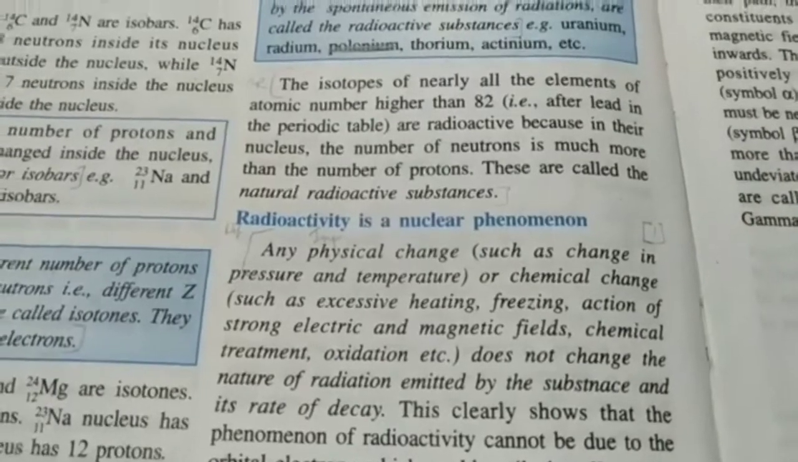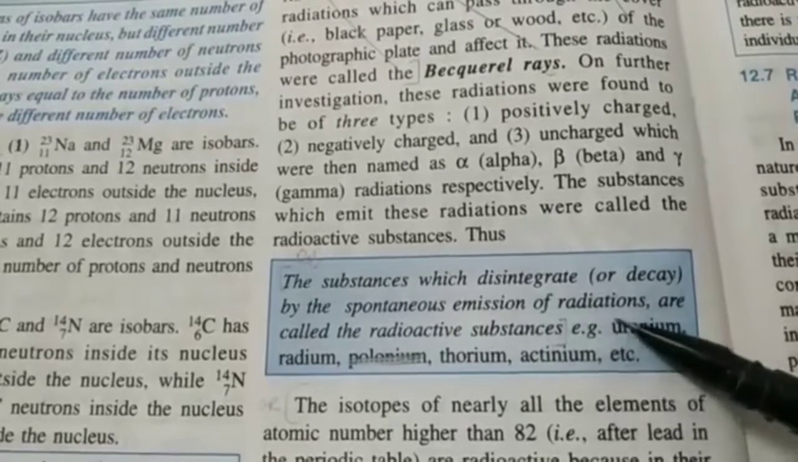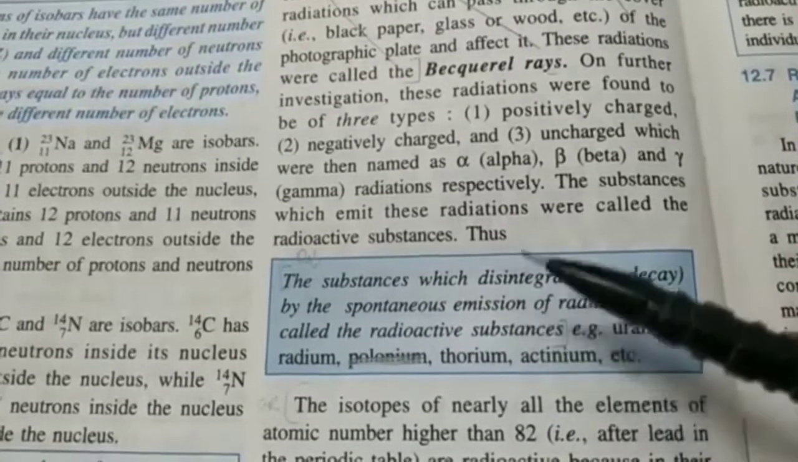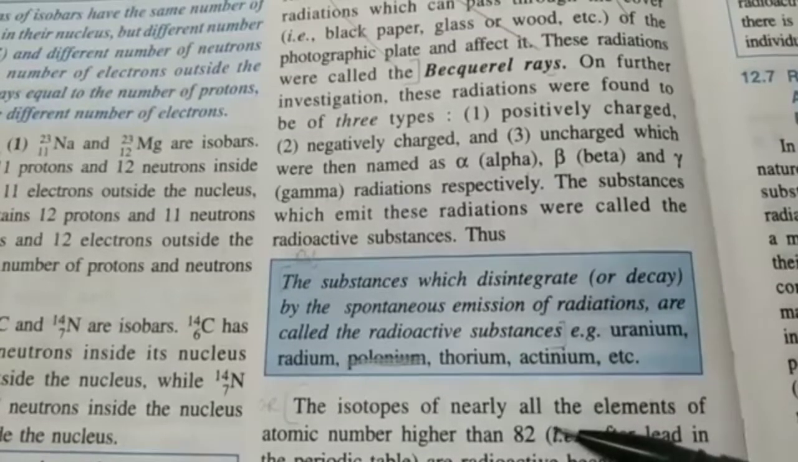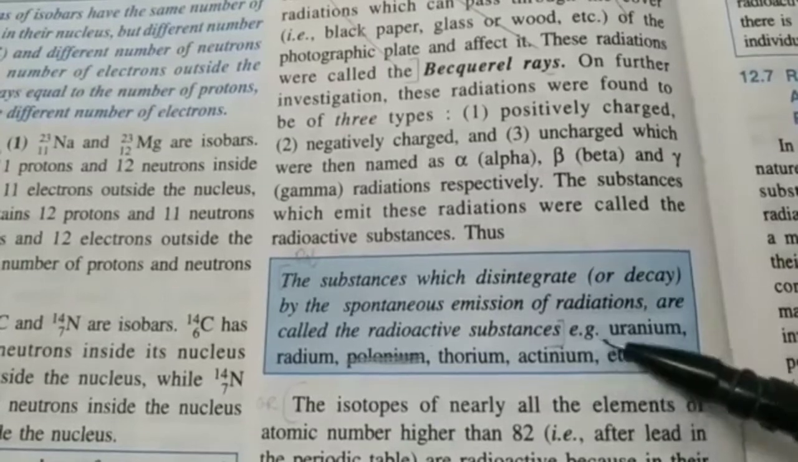And this property in which a substance disintegrates by spontaneous emission of radiation. Spontaneous means it can happen unpredictably. We can't predict when the radiation will be released. We can only give probability of that. So such substances are called radioactive substances.